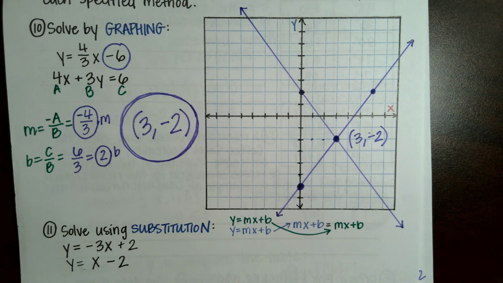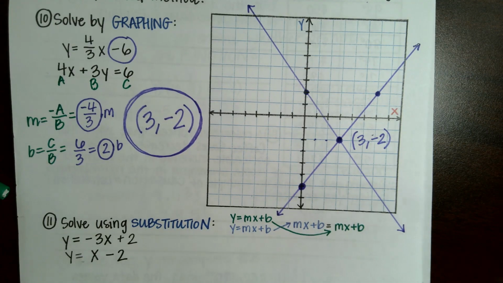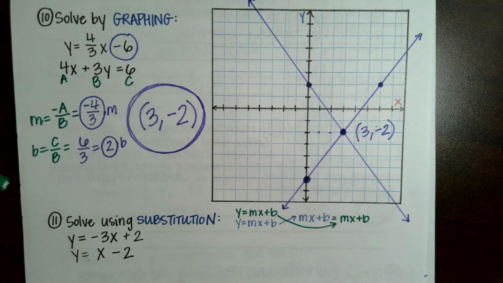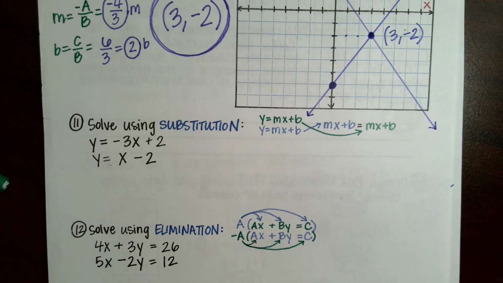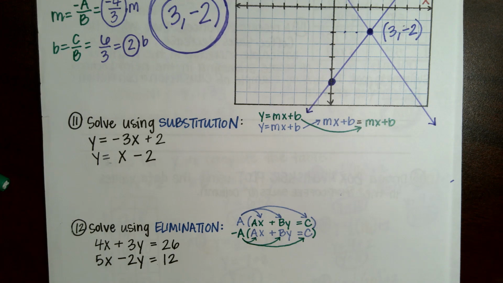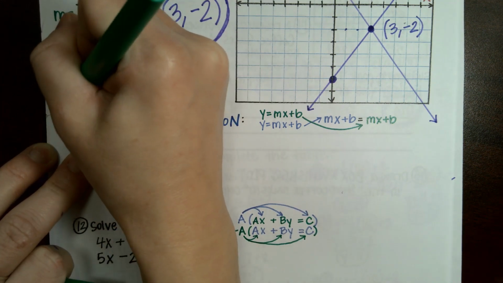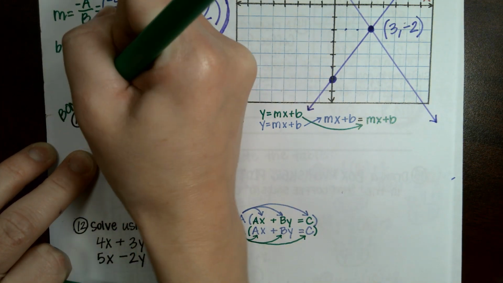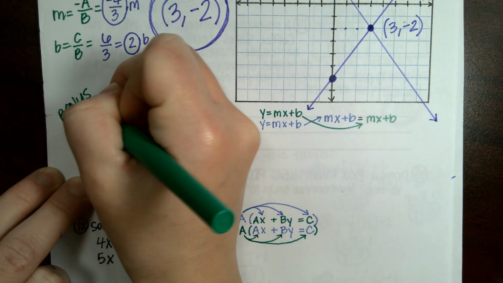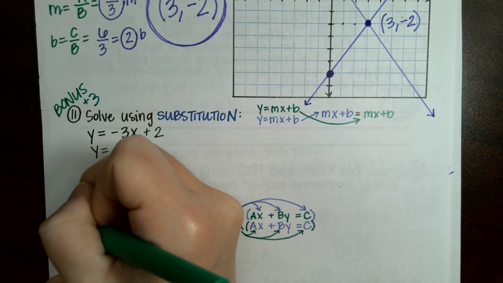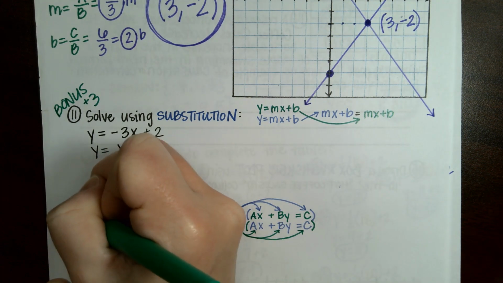Okay. Number 11 and 12, these are going to be bonus points. We didn't go over this much, so if you want to mark that on your paper, these are bonus. It's not going to hurt you if you get them wrong, but it will help you if you get them right. You can get up to 3 points for each of these, so that's 6 bonus points.